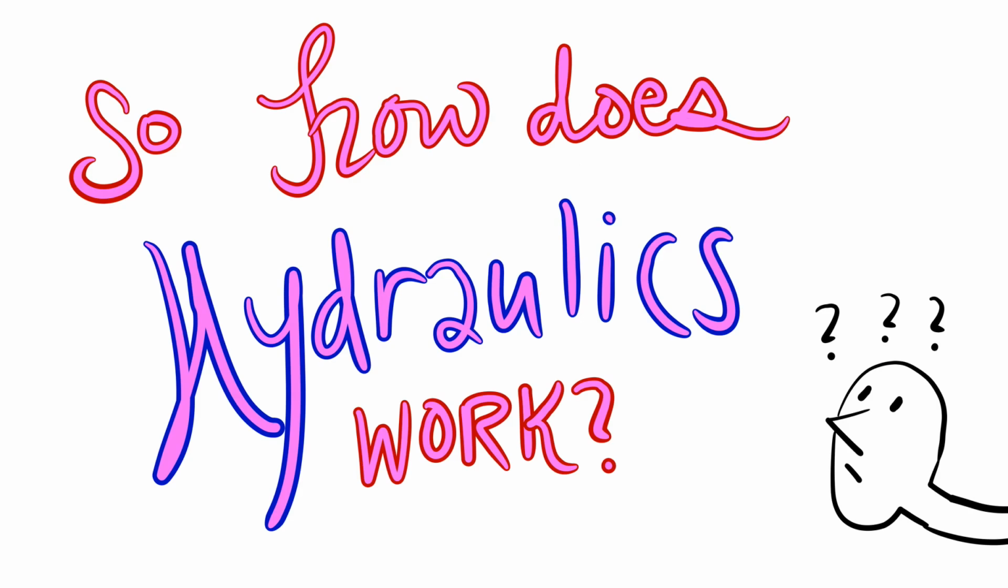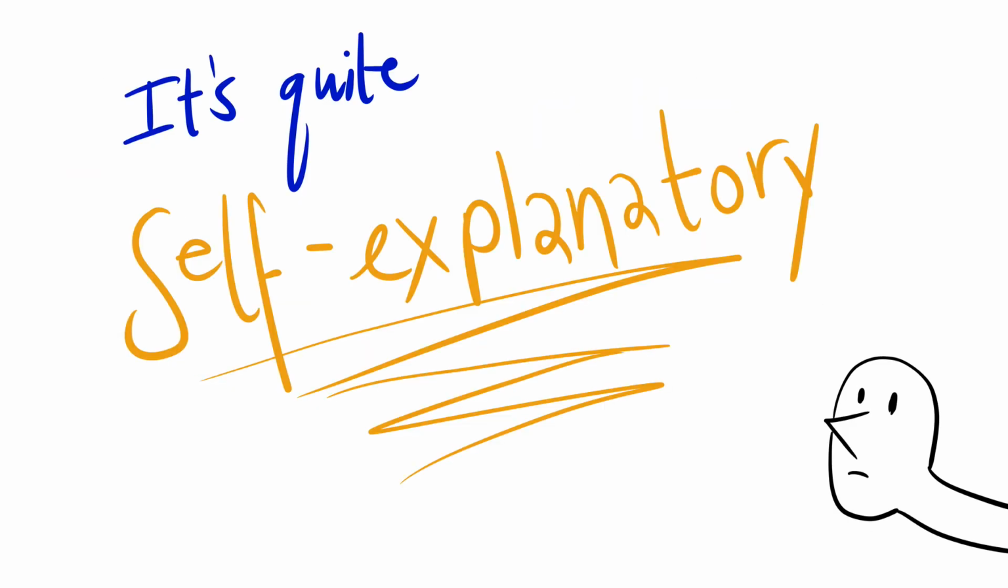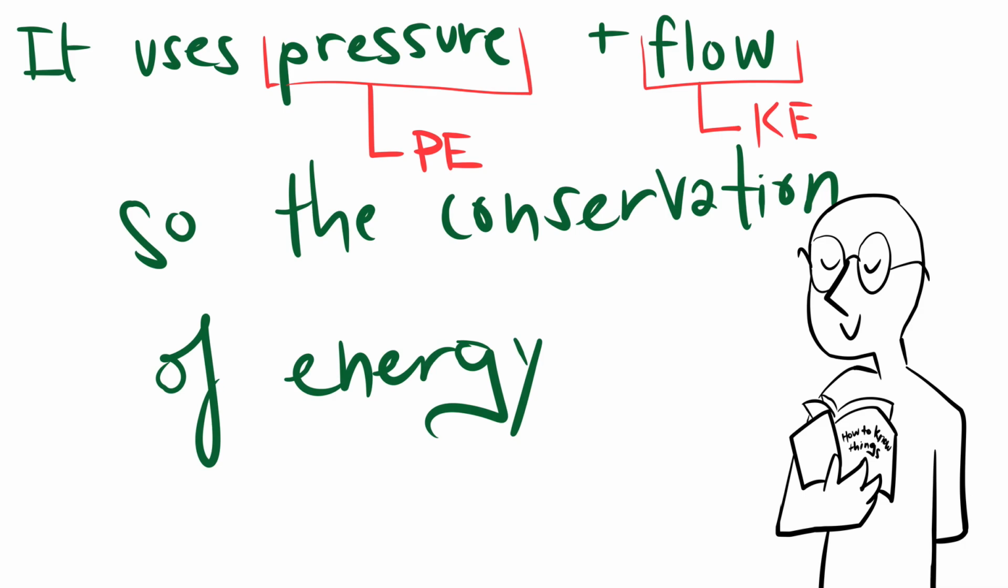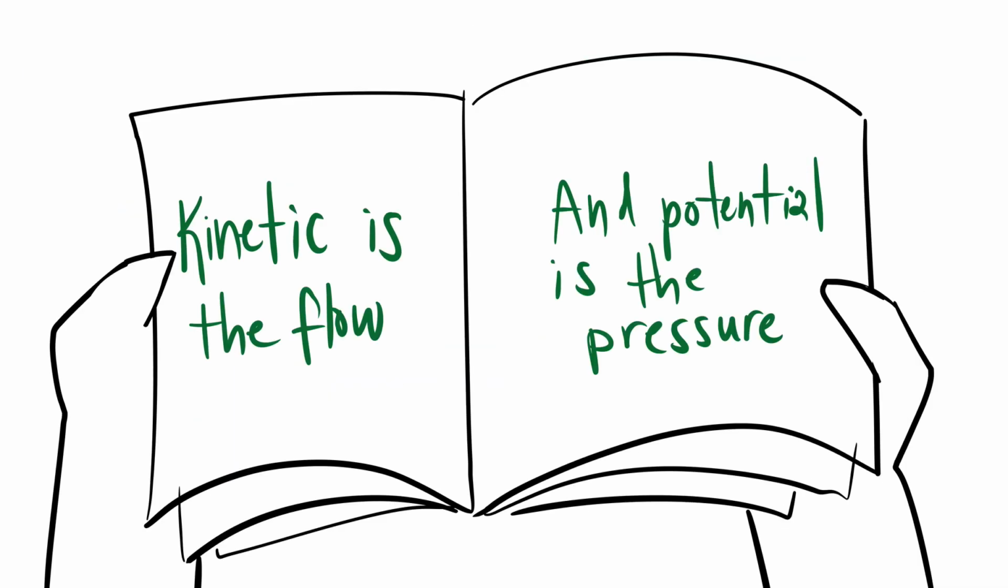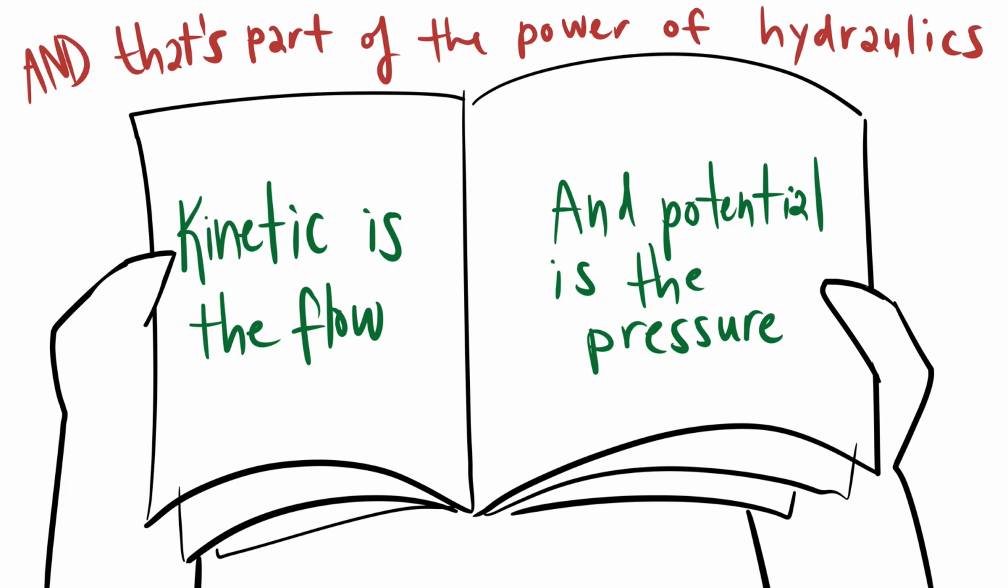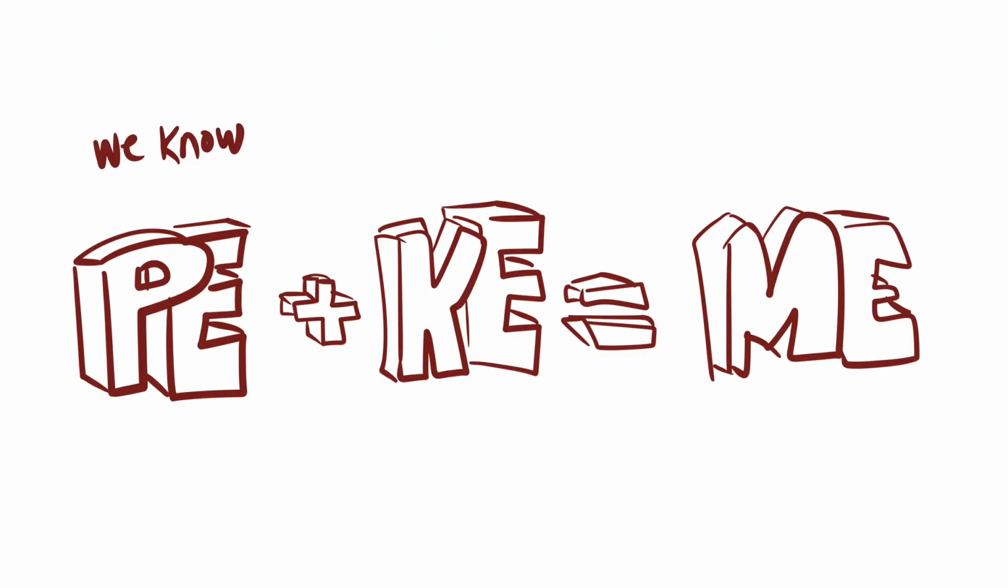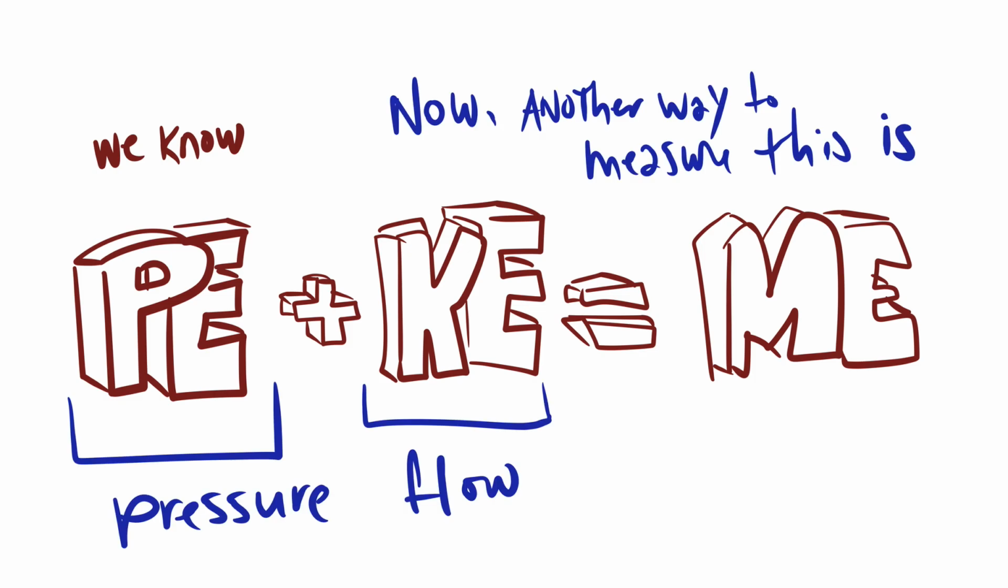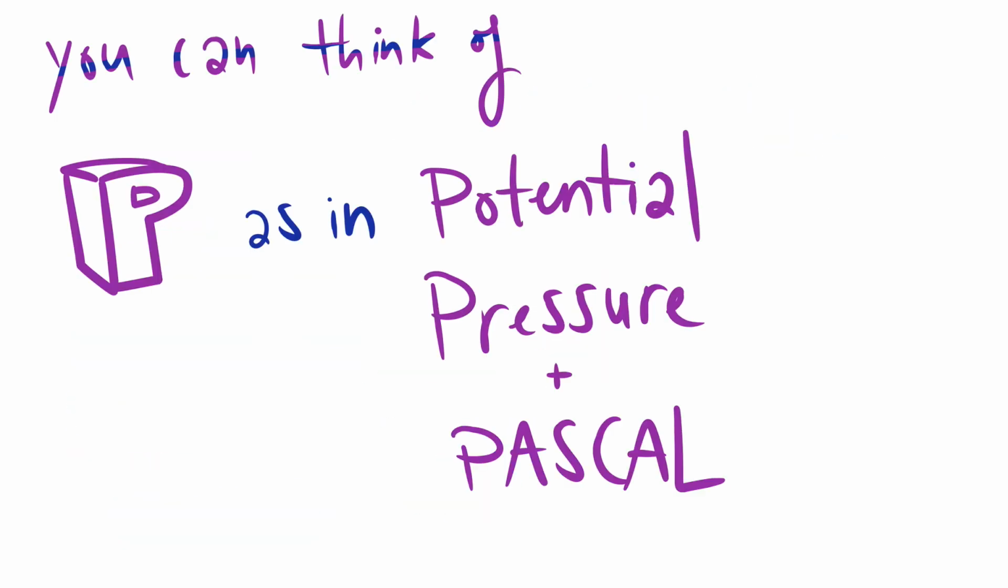So how does hydraulics work? It's quite self-explanatory. It uses pressure and flow, so the conservation of energy. Kinetic is the flow, and potential is the pressure, and that's part of the power of hydraulics. We know potential energy plus kinetic energy equals mechanical energy. Now another way to measure this is pressure and flow. You can think of P as in potential, pressure, and Pascal.